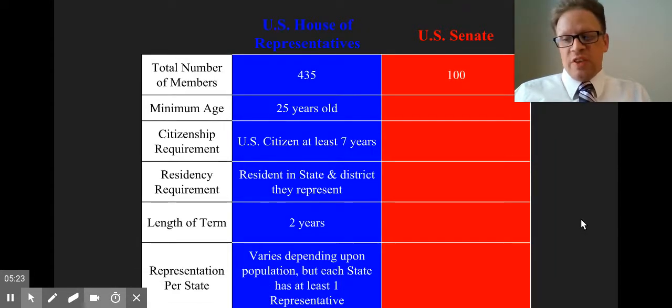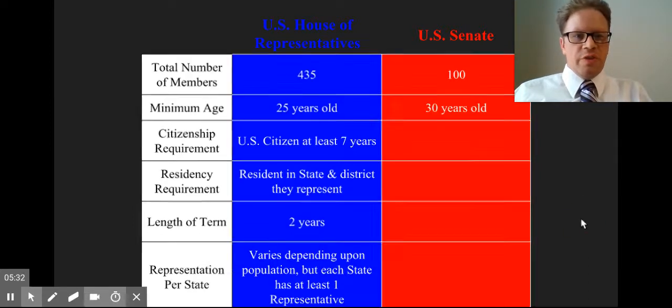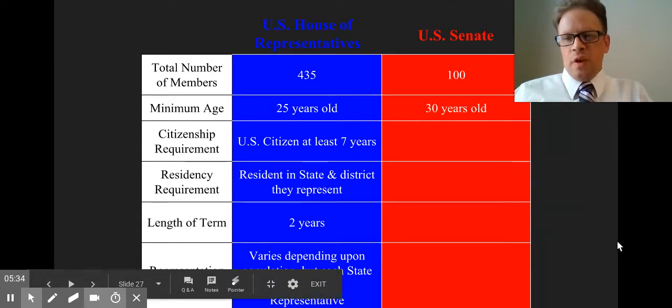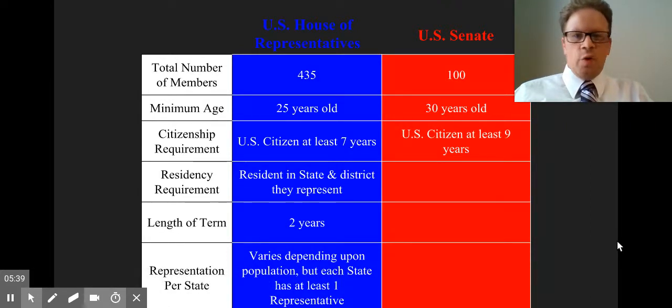All right. As I said, Senate has 100 members. Senators must be at least 30 years old, so they're expected to be more mature because they're 30-year-olds. Have been a U.S. citizen for at least 9 years, so you have to live in the U.S. a little bit longer, and be a resident of the state that they represent. Anywhere in the state is fine.